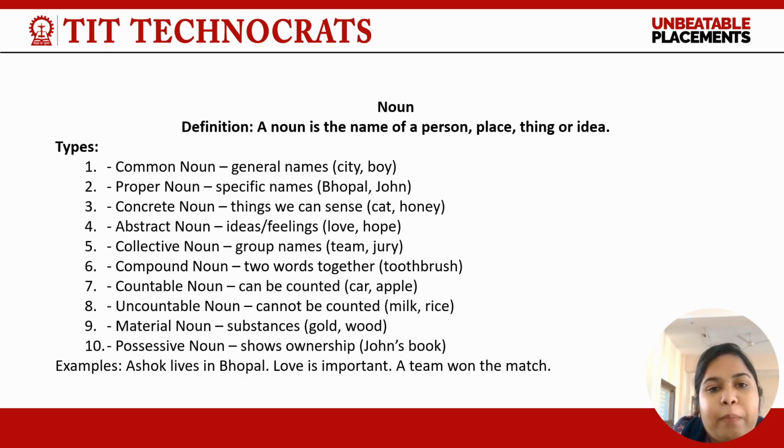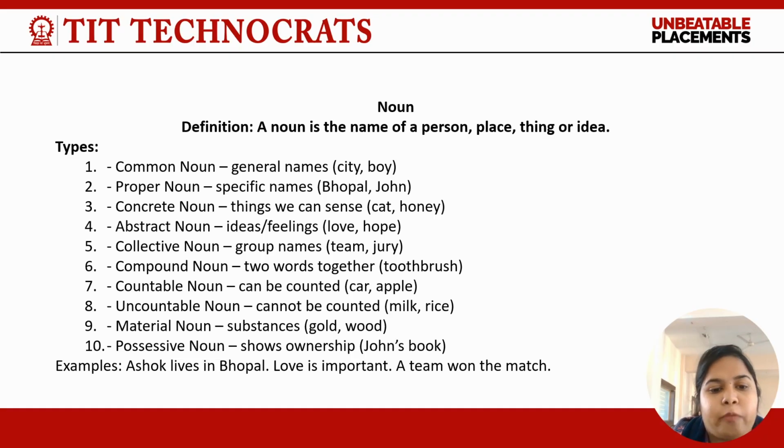The seventh type of noun is a countable noun which can be counted. For example, car. There are 5 cars in a showroom. Or we can say there are 12 apples in a dozen. So anything which is counted comes under a countable noun.